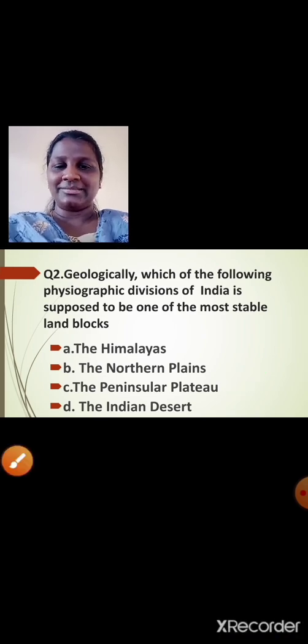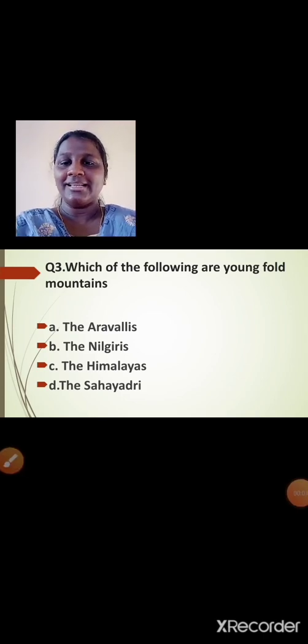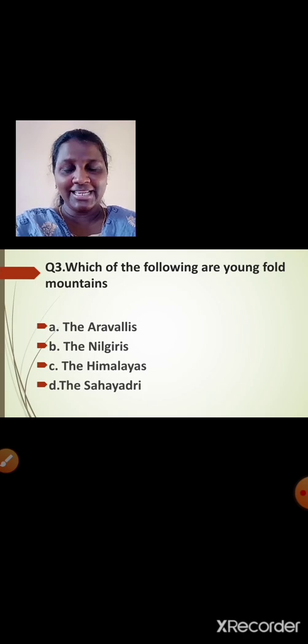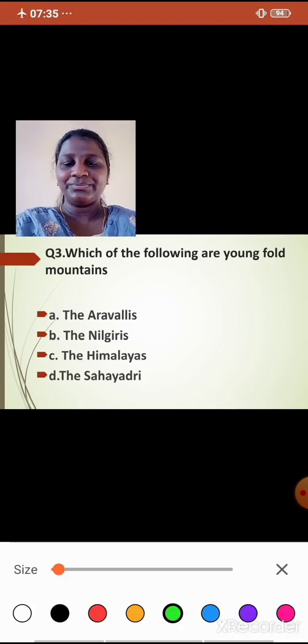Very good. Which of the following are young fold mountains? Option A, the Aravallis. Option B, the Nilgiris. Option C, the Himalayas. Option D, the Sahyadri. Yes, students, select the correct one. Young fold mountains. Yes, it's the Himalayas. The correct answer is option C, the Himalayas.